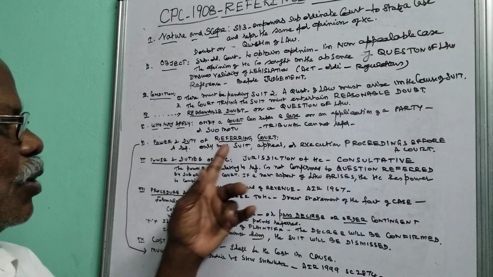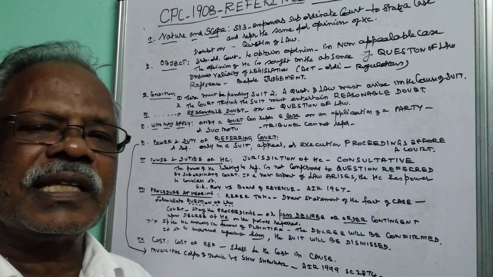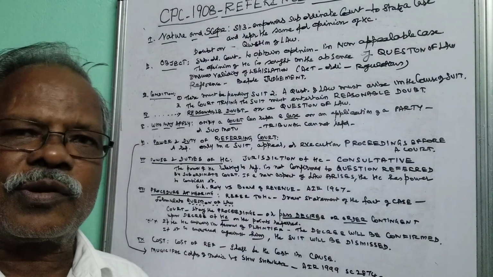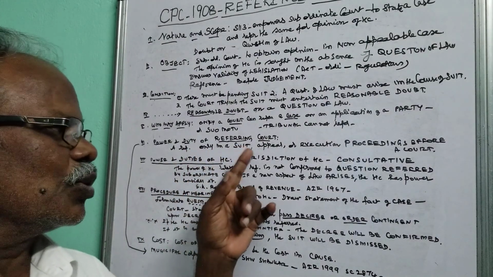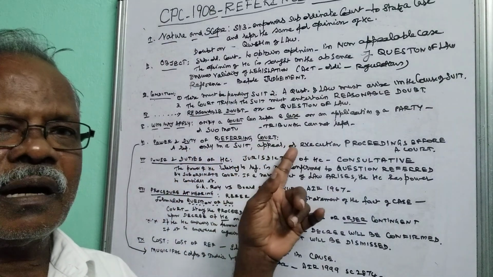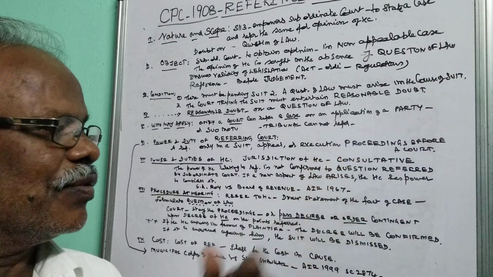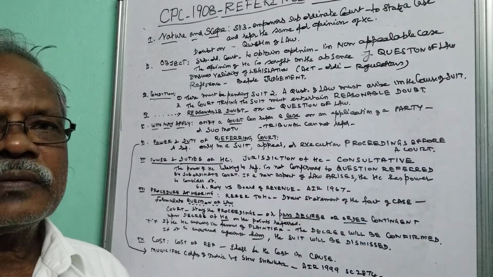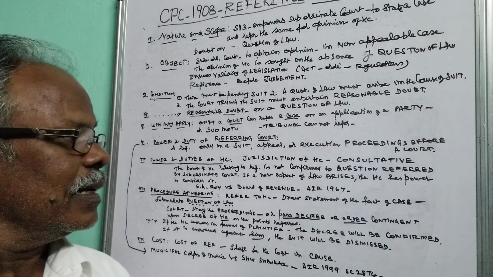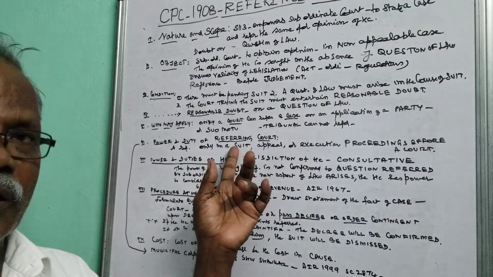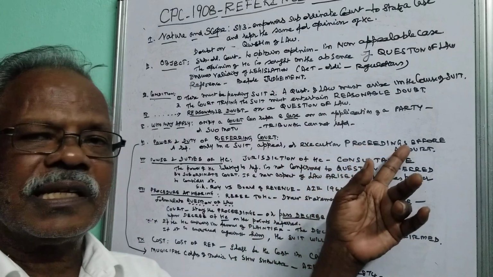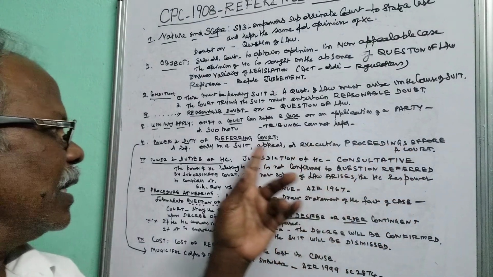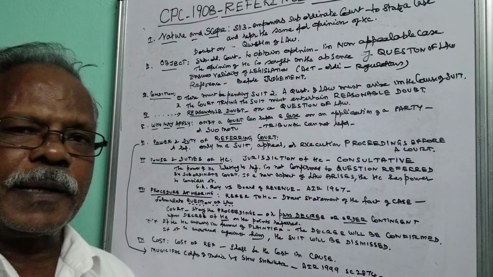Then the power and duty of the referring court. What is the power of the referring court, the lower court? A reference can be made only in a suit, appeal, or execution proceedings before a court. So only when there is a suit in the lower court, or an appeal, or execution proceedings before a court, can a reference be made.